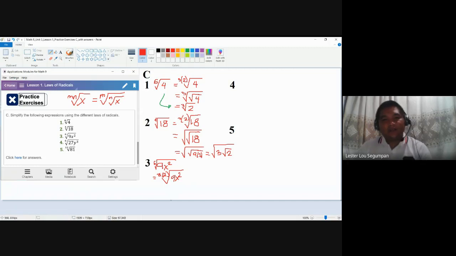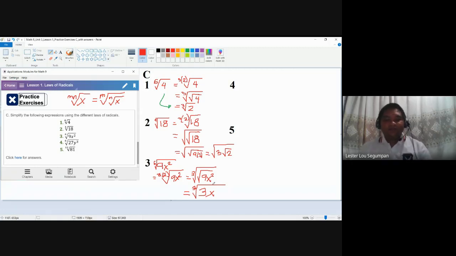9 is a perfect square. X squared is a perfect square. In short, the cube root is placed outside, so that we can simplify the 9x squared using the square root inside. If you're going to interchange them, again, 9 is not a perfect cube, nor x nor x squared. So the answer here is simply the cube root. The square root of 9 is 3. The square root of x squared is x. So the answer is the cube root of 3x.